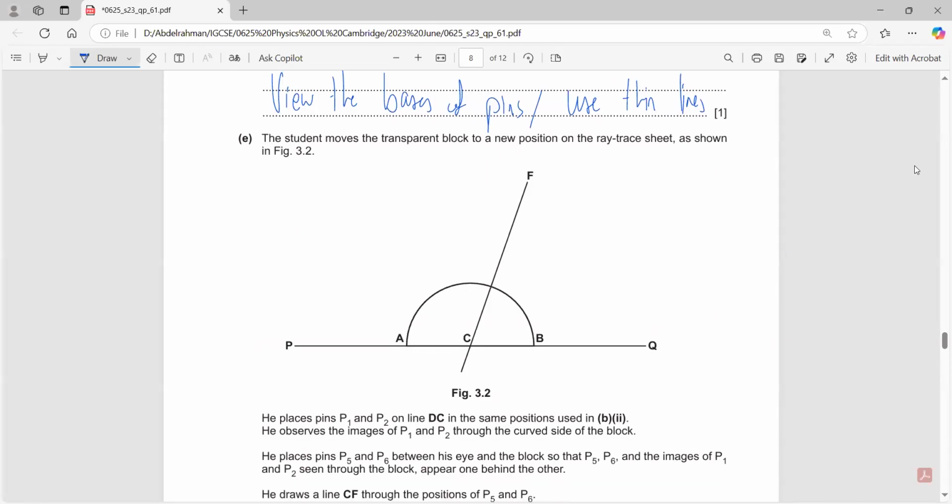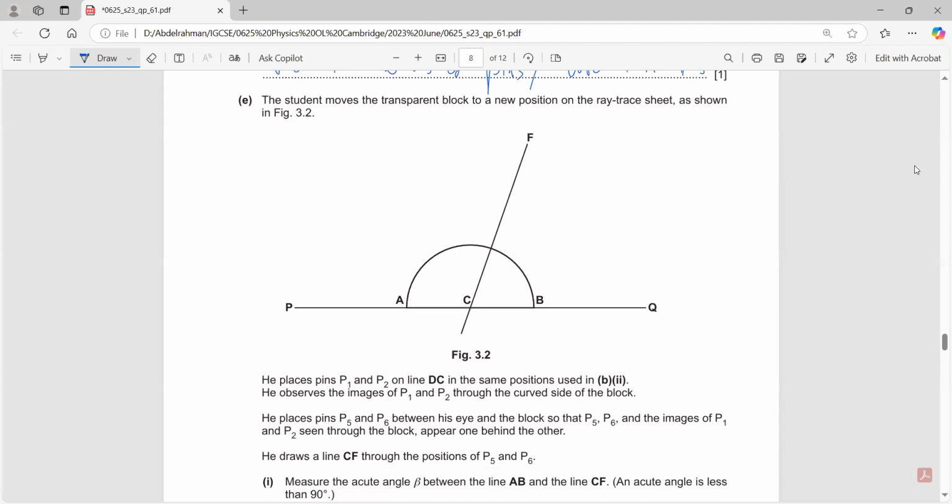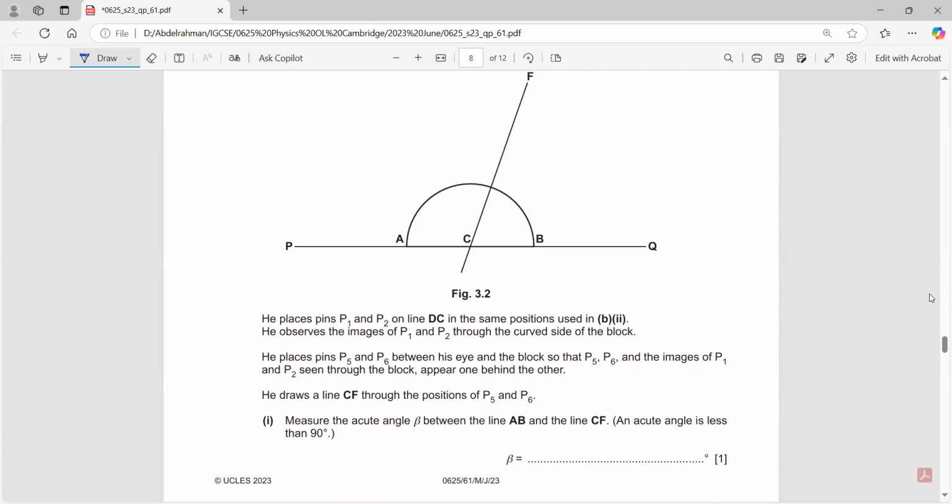Student moves the transparent block to a new position on the ray trace sheet as shown in figure 3.2. He draws a line CF through the positions of P5 and P6. Measure the acute angle beta between AB and CF. Can I measure the acute angle between AB and CF? Yes, you need to find this angle.